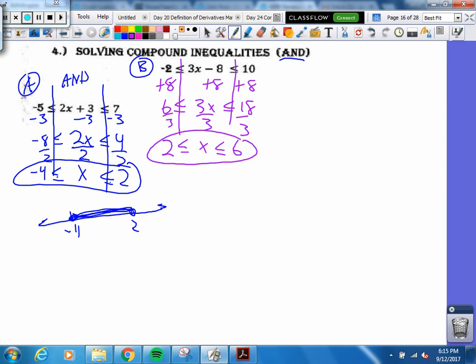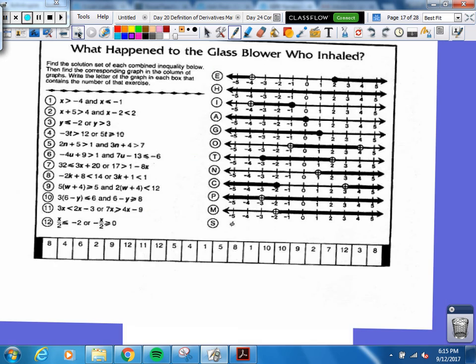There we go. Draw a little picture. 2 and 6. There we go. In between. There you go. Compound inequality and. Got it. Okay, so now let's flip to this right here. Let's see if we can do number 1, number 2, number 3. Keep going with this and see if you can match it up.